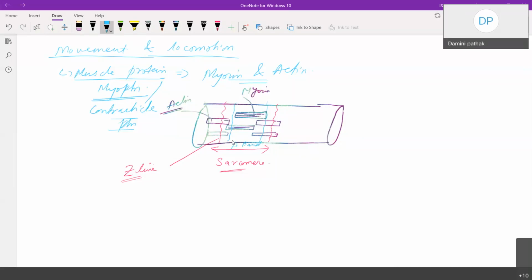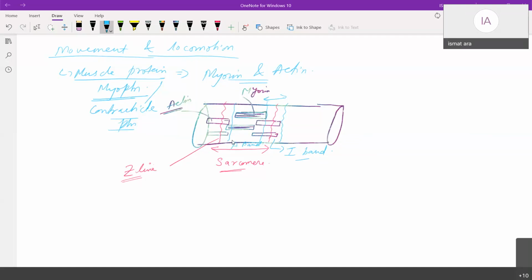Now, another band we will get with this actin region, where only actin molecule is present. No myosin molecule is present. So this band is representing which band? I band. So two bands we are getting, I band and A band.